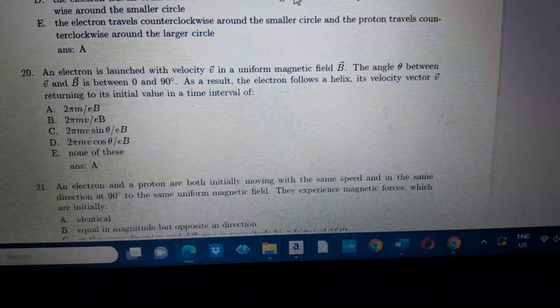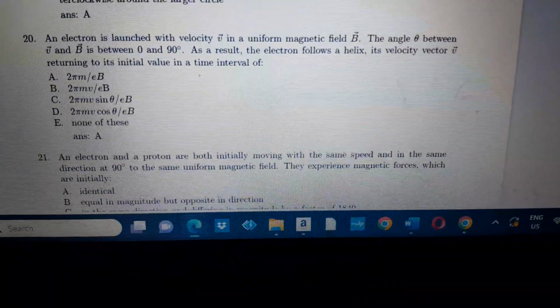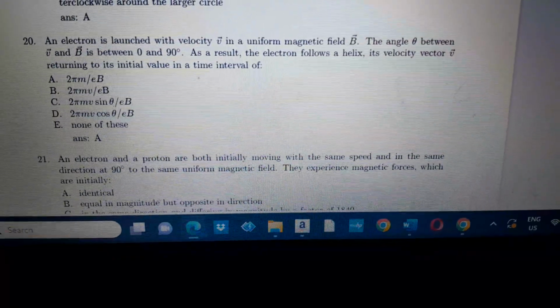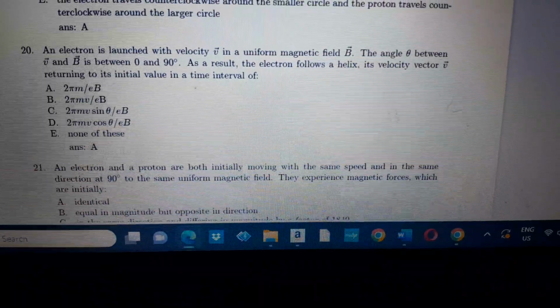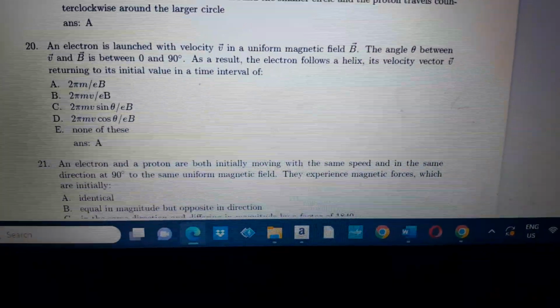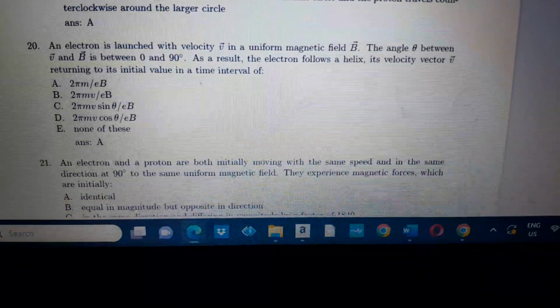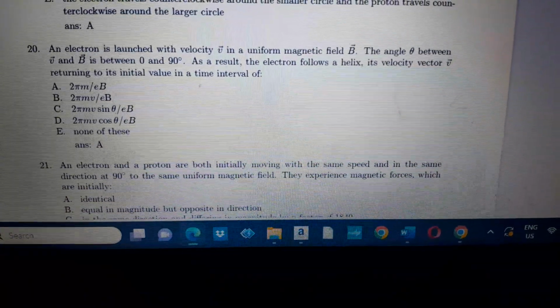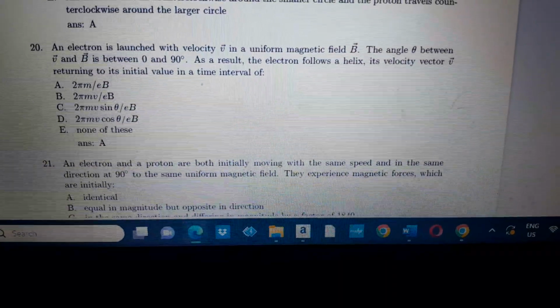An electron is launched with velocity v in a uniform magnetic field. The angle theta between v and B is less than 90 degrees. As a result, the electron follows a helix, its velocity vector v returning to its initial value in a time interval of what? Of A, which is 2 pi m over eB.